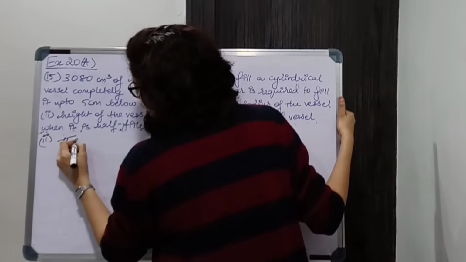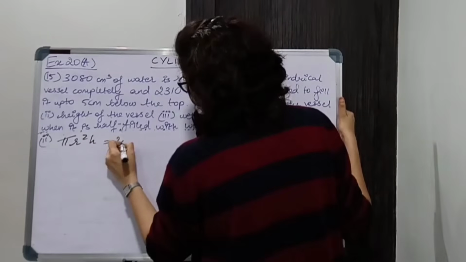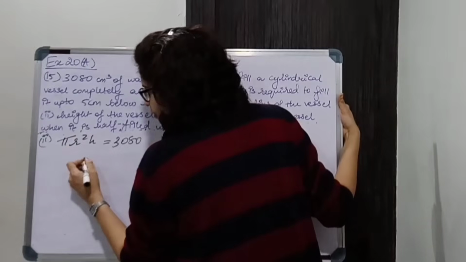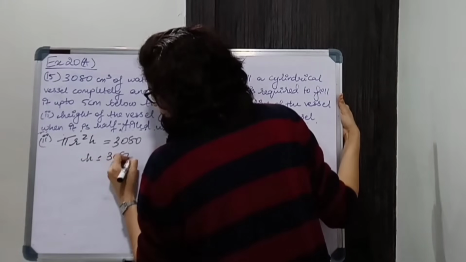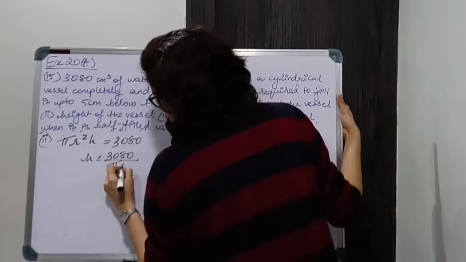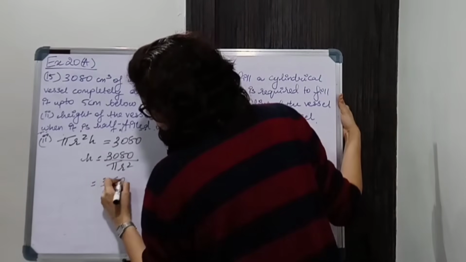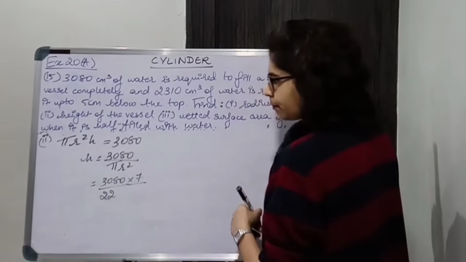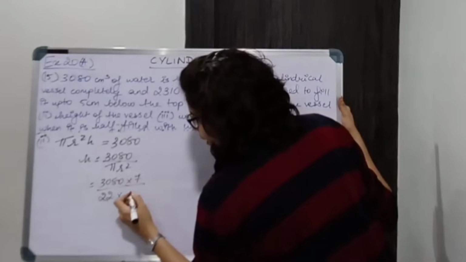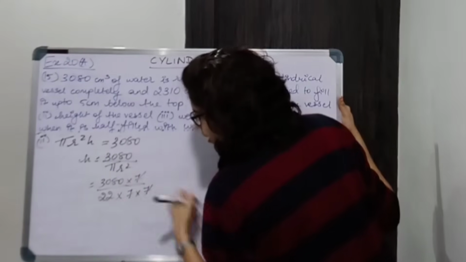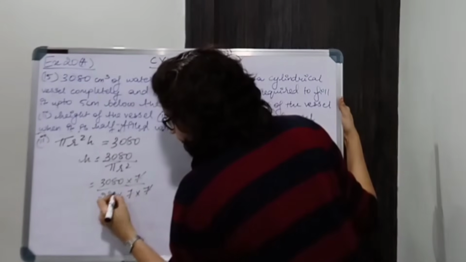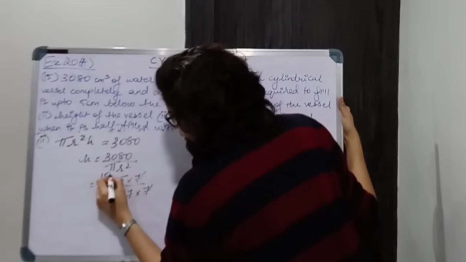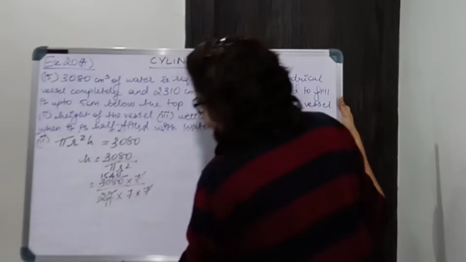Now we know pi r square h is equal to 3080. Okay, we know r, we know pi, so we can easily find h. It is 3080 upon pi r square. 3080 upon 22, ये 7 न्यूमरेटर में आ जाएगा. ठीक है, r square, so 7 into 7, 7 gets cancelled. All right, 2 11s are 2, it will become 15 and 1540.